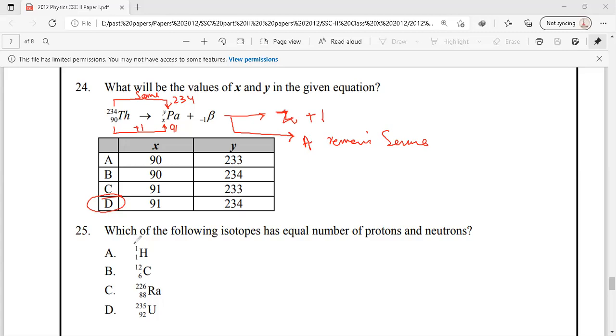Next we have 25, which of the following isotopes has an equal number of protons and neutrons. In the first option, we have one proton and zero neutrons. Similarly, in option B, this number shows the protons, while this number shows the number of protons plus neutrons. So carbon C 6 12 has six neutrons and six protons. The question says equal number of protons and neutrons. So for this case, option B is the right answer, that C 6 12 has the same number of protons and neutrons.